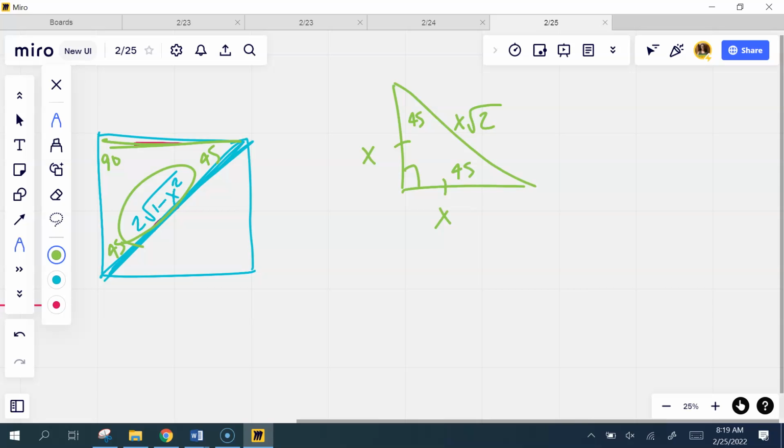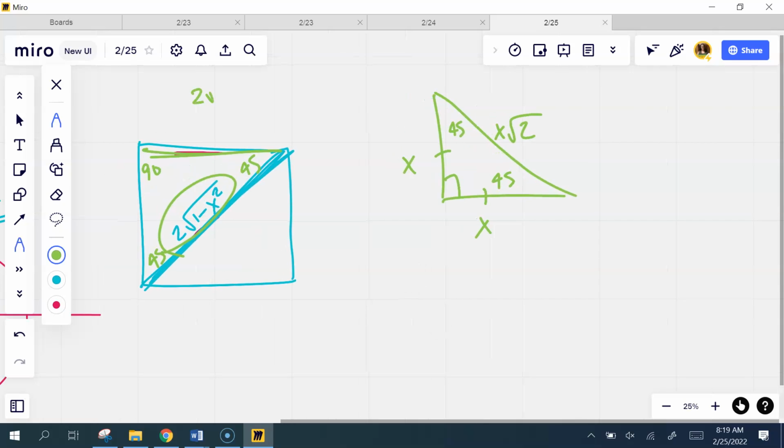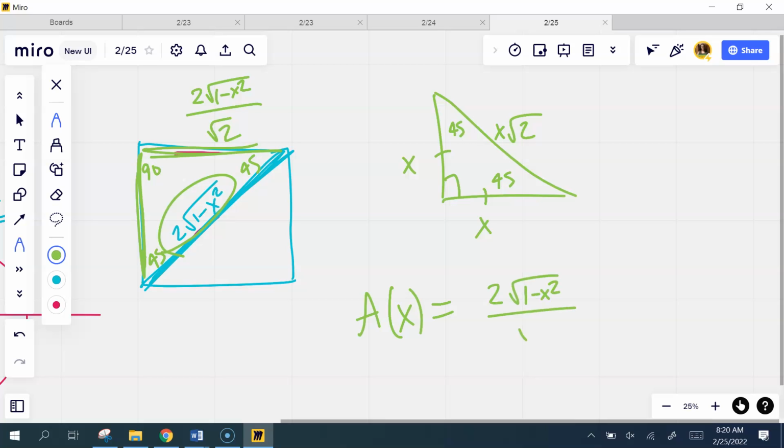All right, but if I multiply by the square root of 2 to get to the hypotenuse, how do I get from the hypotenuse to the leg? You divide, you do the opposite, right? So to get here, this would be 2 times the square root of 1 minus x squared divided by the square root of 2. Are y'all with me? So what is the area of 1 square? If this is the side, this is the same thing, right? That's right. So it's this squared. Right?